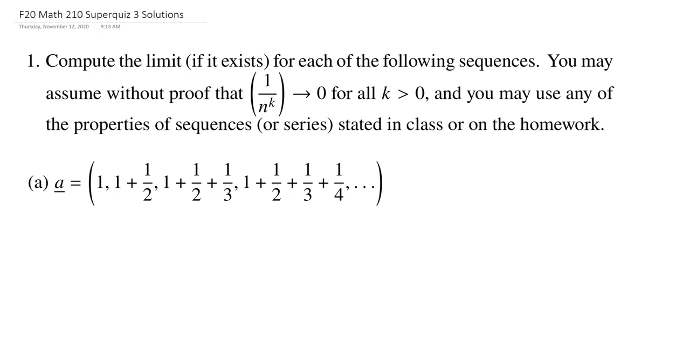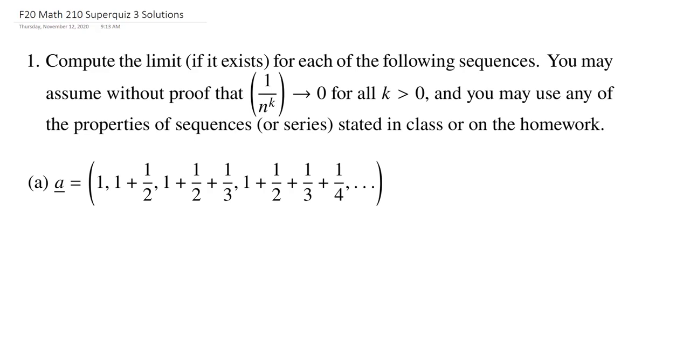In this problem, we're asked to compute the limit, if it exists. There's going to be two sequences, so this is just A, where there's one sequence given. And we're told we can assume without proof that the sequence 1 over n to the k converges to 0 for all positive k, as well as any of the properties of sequences or series that have been stated in class or on the homework. Okay, so let's take a look at the given sequence.